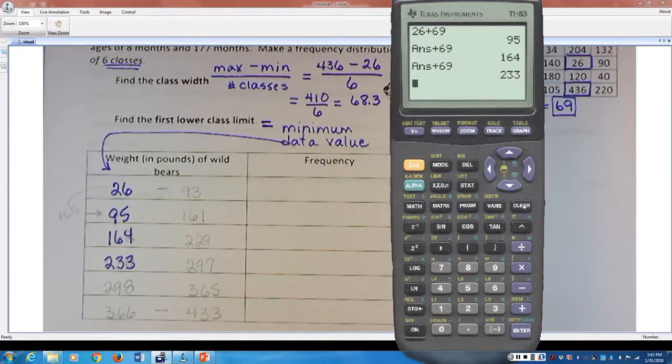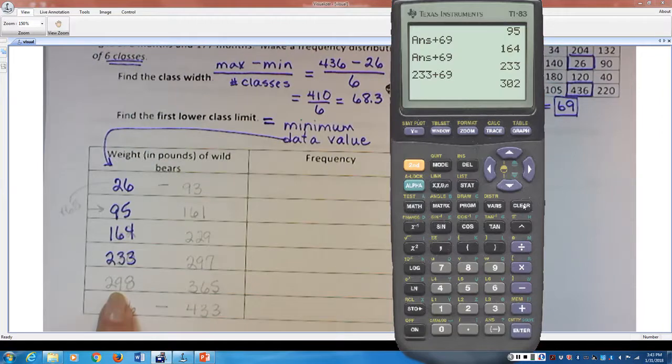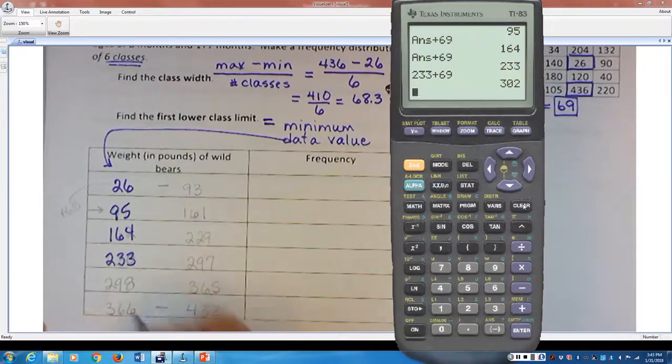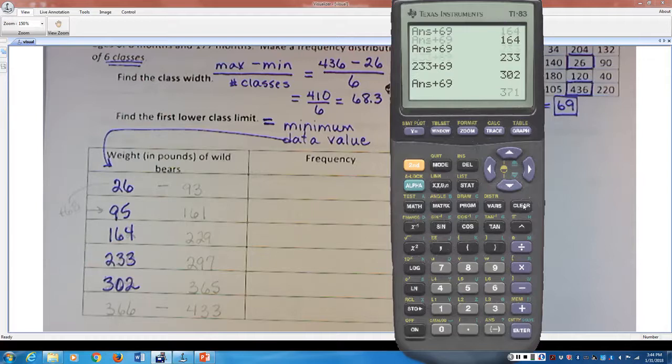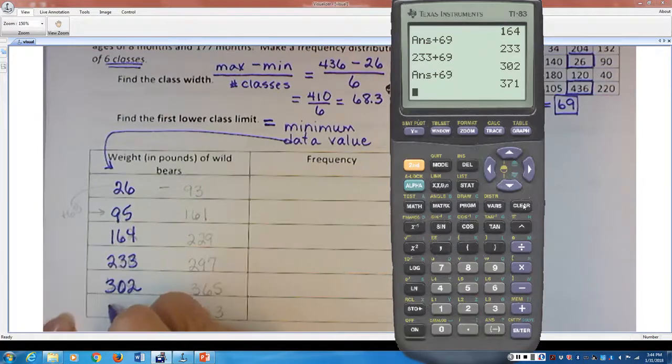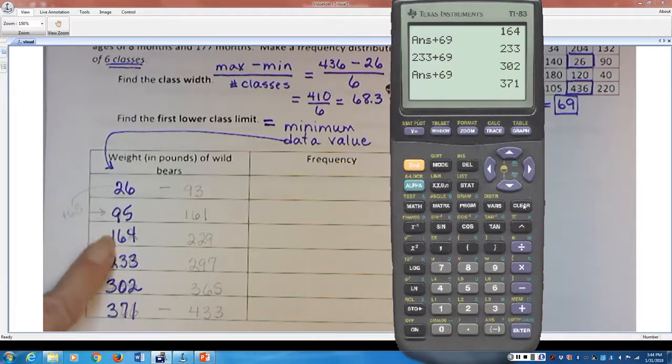So then my next one, 233 plus 69, is 302, whereas before I had 298. And then 302 plus 69 is 371. So even though here I was only off by 1, now I'm off by 2, now I'm off by 3, now I'm off by 4, and now I'm off by 5. My correct answer is 5 more than what I originally thought it was. That's why it's so important that you round up correctly to begin with.